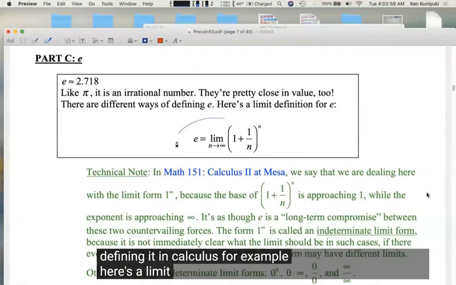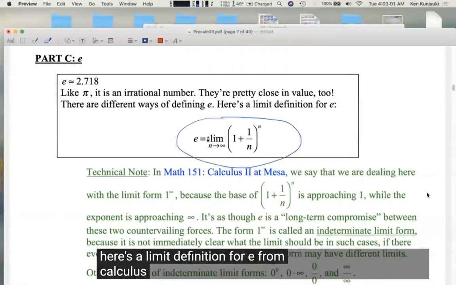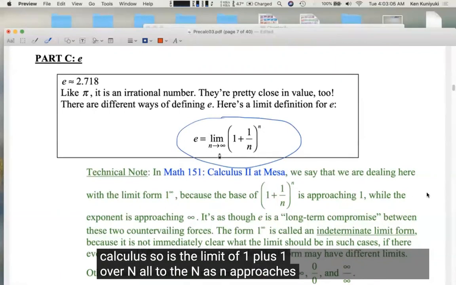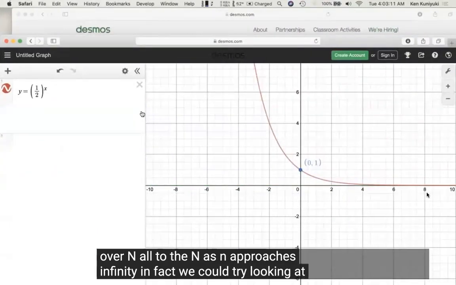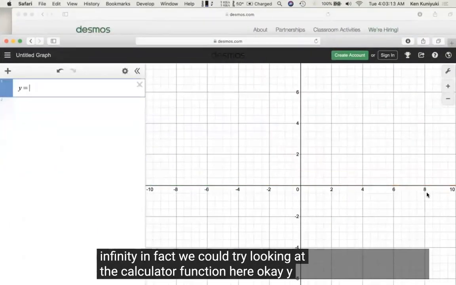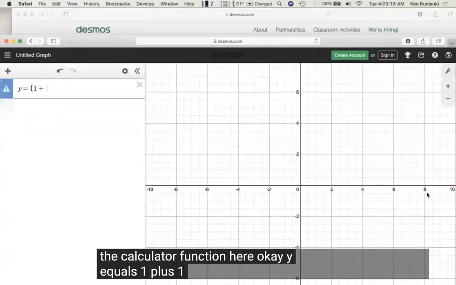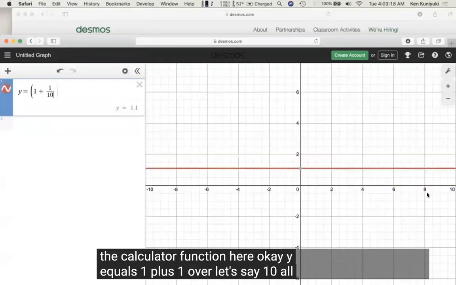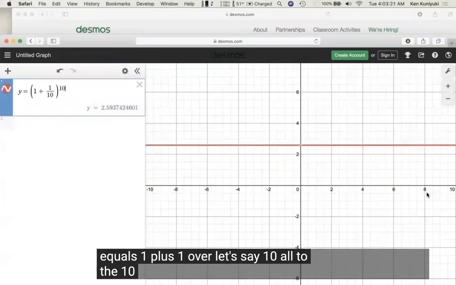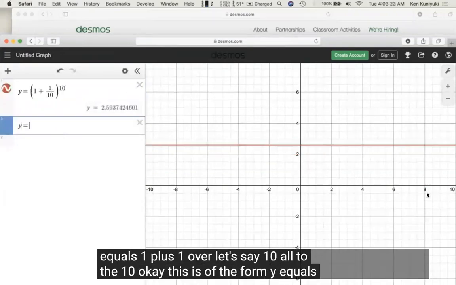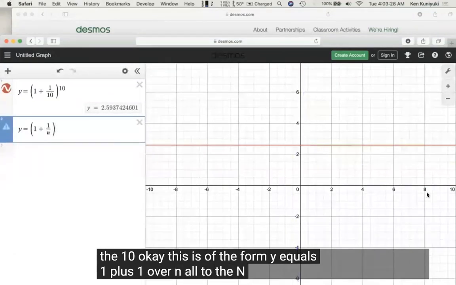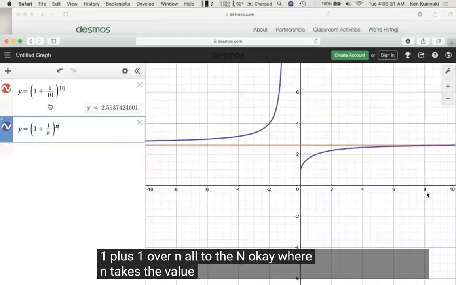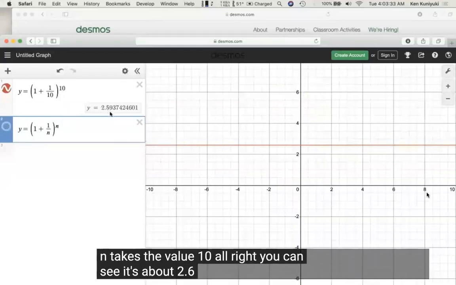For example, here's a limit definition for e from calculus. So e is the limit of (1 plus 1 over n) all to the n as n approaches infinity. In fact, we could try looking at the calculator function here. Okay, y equals (1 plus 1 over 10) to the 10. This is of the form y equals (1 plus 1 over n) to the n, where n takes the value 10, all right? You can see it's about 2.6.